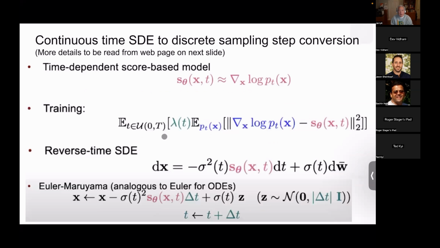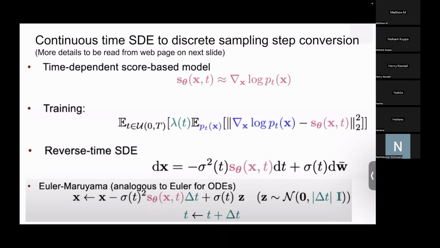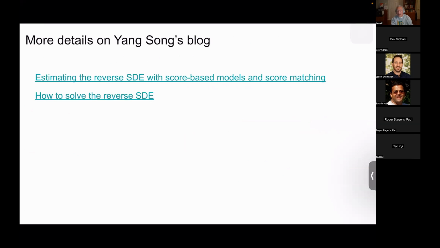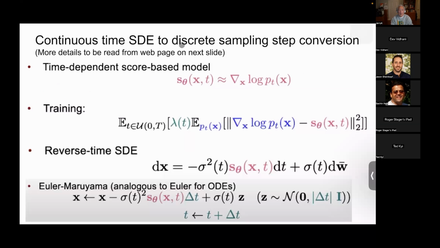So, continuous time SDE to discrete sampling step conversion. On the next slide I have the link, so in case you want to read more about that, you can do that. But this is the sampling. Actually, it is everything.